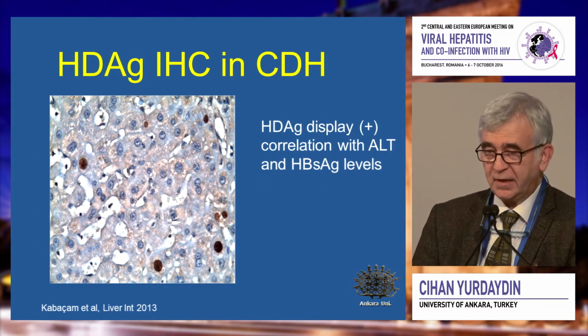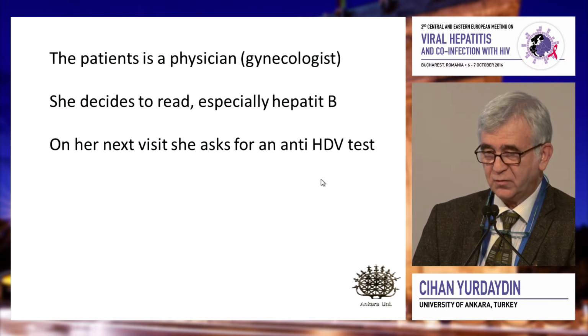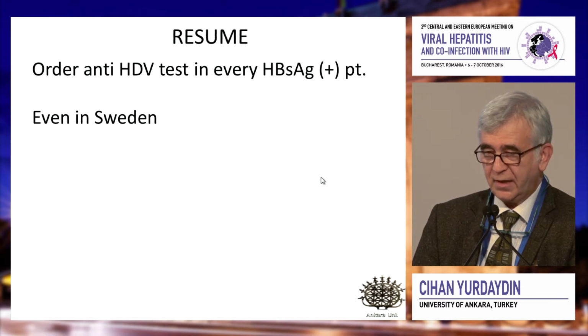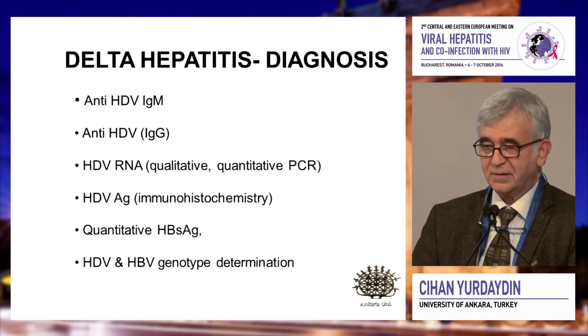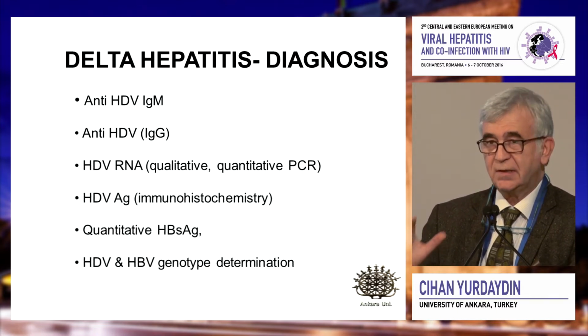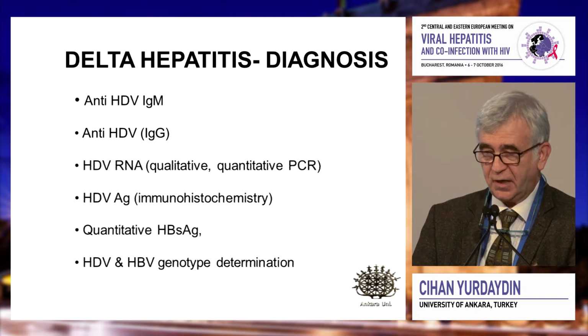So delta hepatitis is a disease of the delta virus, and delta antigen in the liver display some correlation with ALT and surface antigen levels. I will skip this case, I decided, because we are in Romania and we know delta hepatitis more than some parts of Europe. But I want to mention the diagnosis, because since we are going to talk on new treatments, we also have to know how to best assess treatment efficacy and how to follow patients.